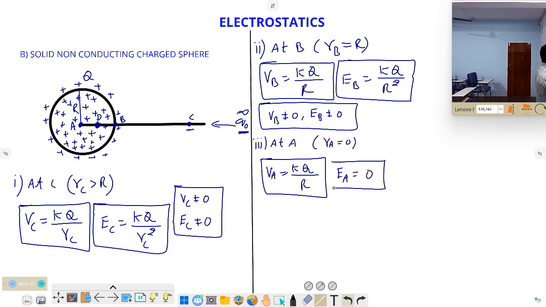always 0 at the center, because according to the concept of equal and opposite charges, the net charge will be 0, so the distance of the point is 0, so electric field is always 0 at the center of either a conducting or non-conducting charged sphere. So I can conclude VA is not equal to 0 and EA value is equal to 0. Now come to the case of the last point.